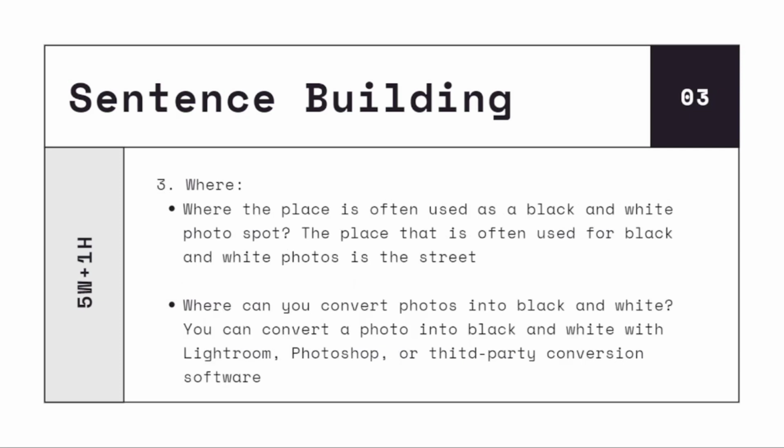3. Where is the place often used as a black and white photo spot? The place that is often used for black and white photos is the street. Where can you convert photos into black and white? You can convert a photo into black and white with Lightroom, Photoshop, or third-party conversion software.